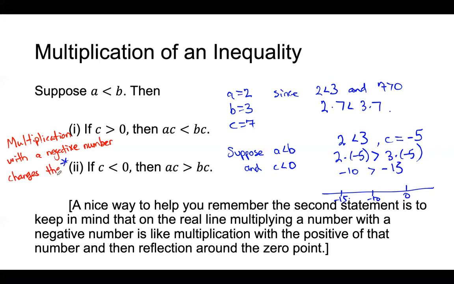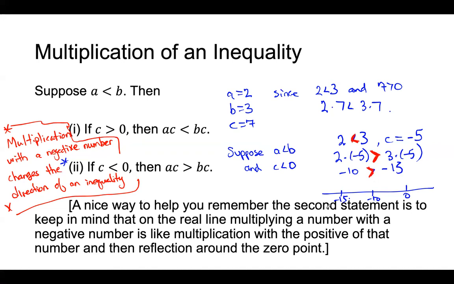So it changes the direction of an inequality. So multiplying with a negative number, an inequality will change the direction of the inequality. So this inequality symbol changes from less than to greater than here.